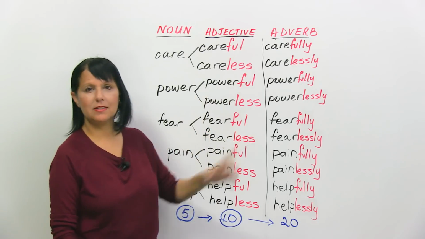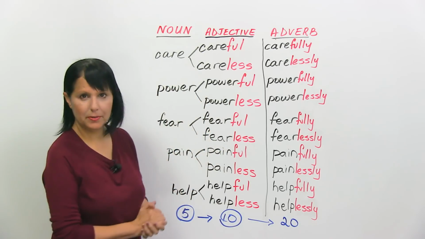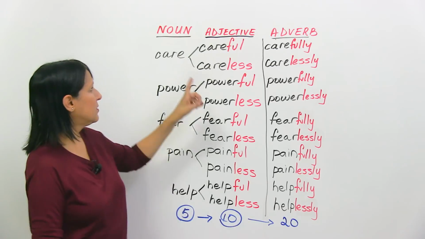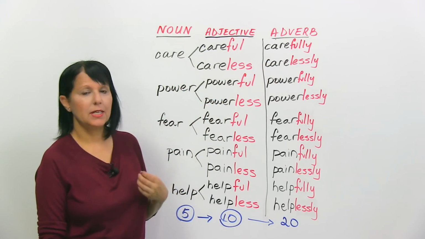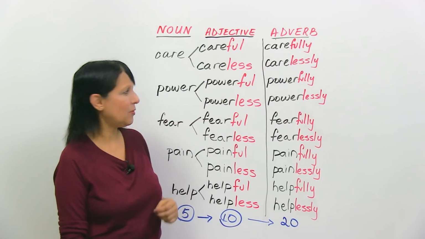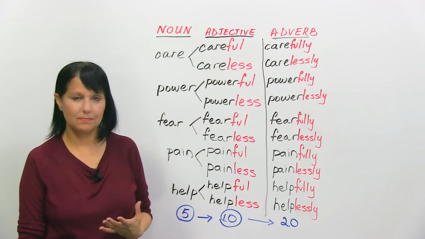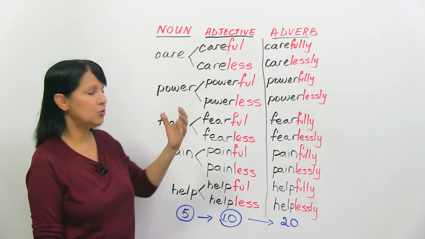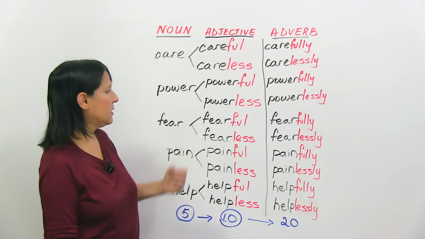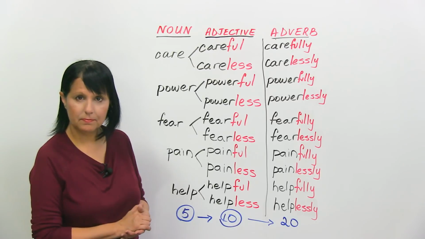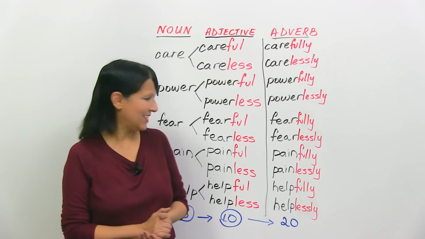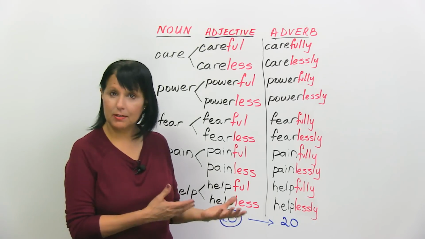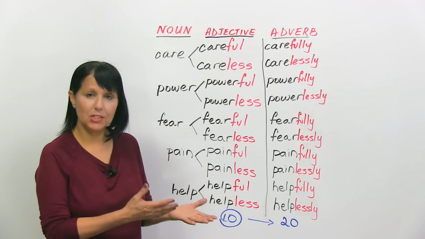Now we're going to create adverbs from the same basic word. How do we create an adverb? Usually by adding ly. Okay? So we could say, for example, he drove carefully, right? Or he drove carelessly. He led the country powerfully. Or he led the country powerlessly. Okay? He acted fearfully. He acted fearlessly. Okay? She administered the injection painfully, or she administered the injection painlessly.